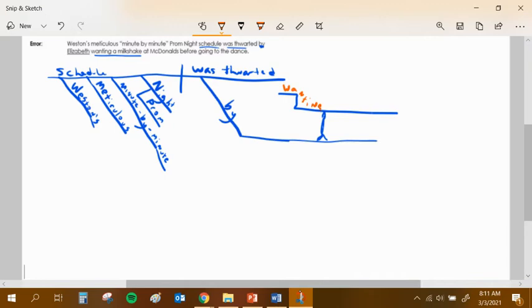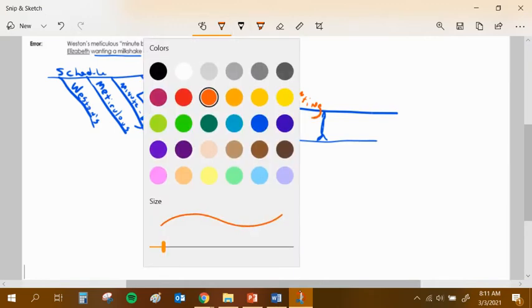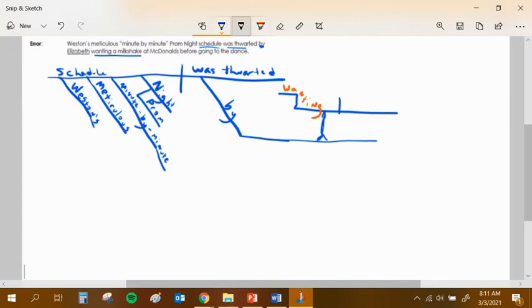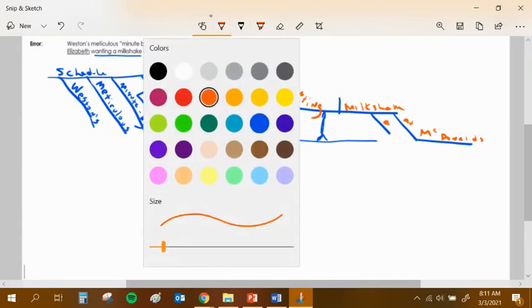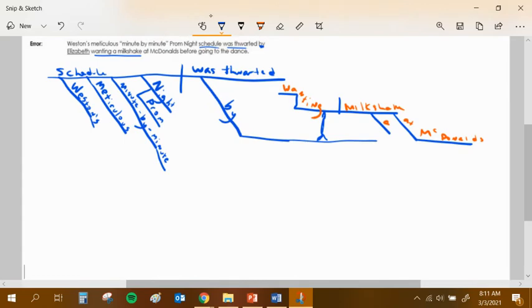I didn't leave her. I'm going to come back to it. So wanting milkshake. And we'd say it's a milkshake. It's a milkshake at McDonald's. All right, so I wanted to put my gerund in a different color so you could see it. All right, and then let's add this in before going to the dance.